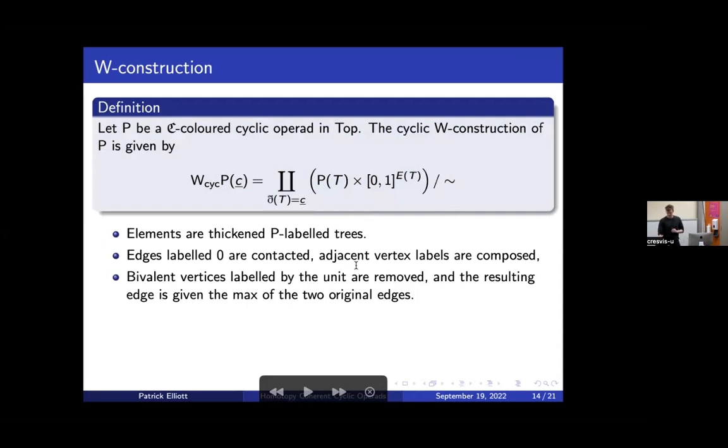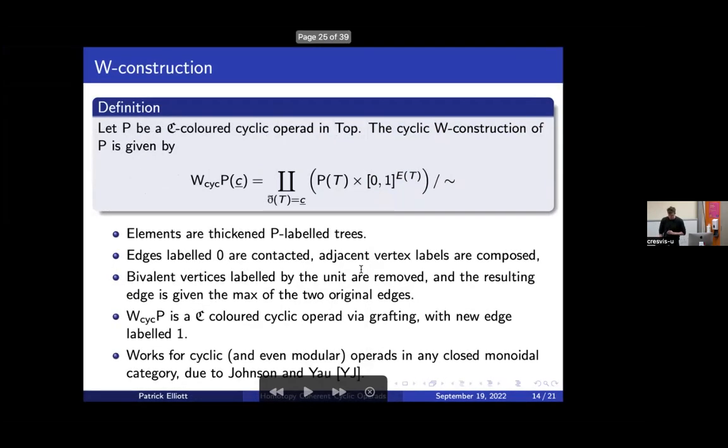Bivalent vertices labeled by the unit are just removed, and the resulting new edge is just the max length of the other two edges. And this is actually a cyclic operad under grafting, where the new edge created by grafting two legs together, we just give it length 1.